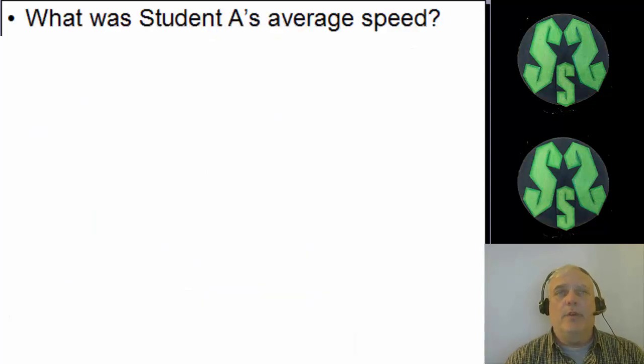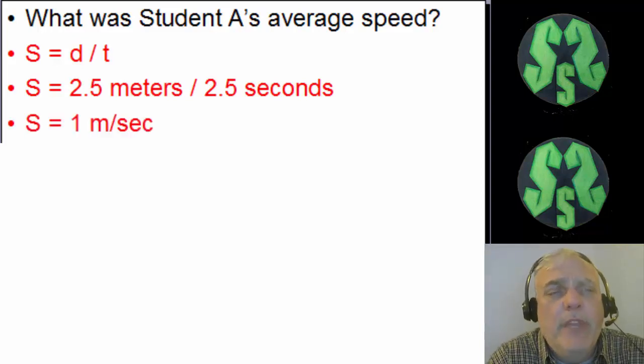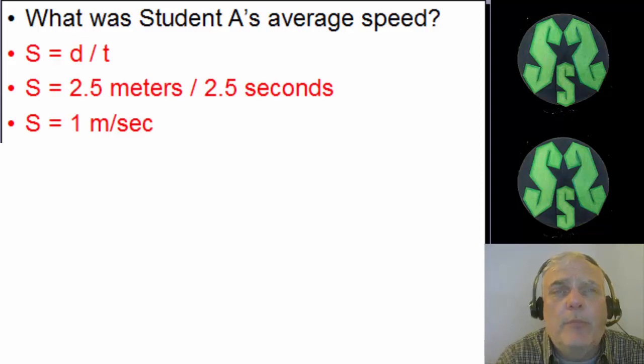Our next question is what was student A's average speed? Well, to be able to calculate average speed, we need to know the formula for speed. Speed is equal to distance divided by time. So we're going to figure out the total distance traveled. To calculate the average speed for student A, you're going to take the total distance traveled, which is 2.5 meters. We're going to divide that by the amount of time it took student A to travel 2.5 meters, and the answer to that is 2.5 seconds. You have 2.5 meters, and you divide that by 2.5 seconds, you get 1 meter per second.